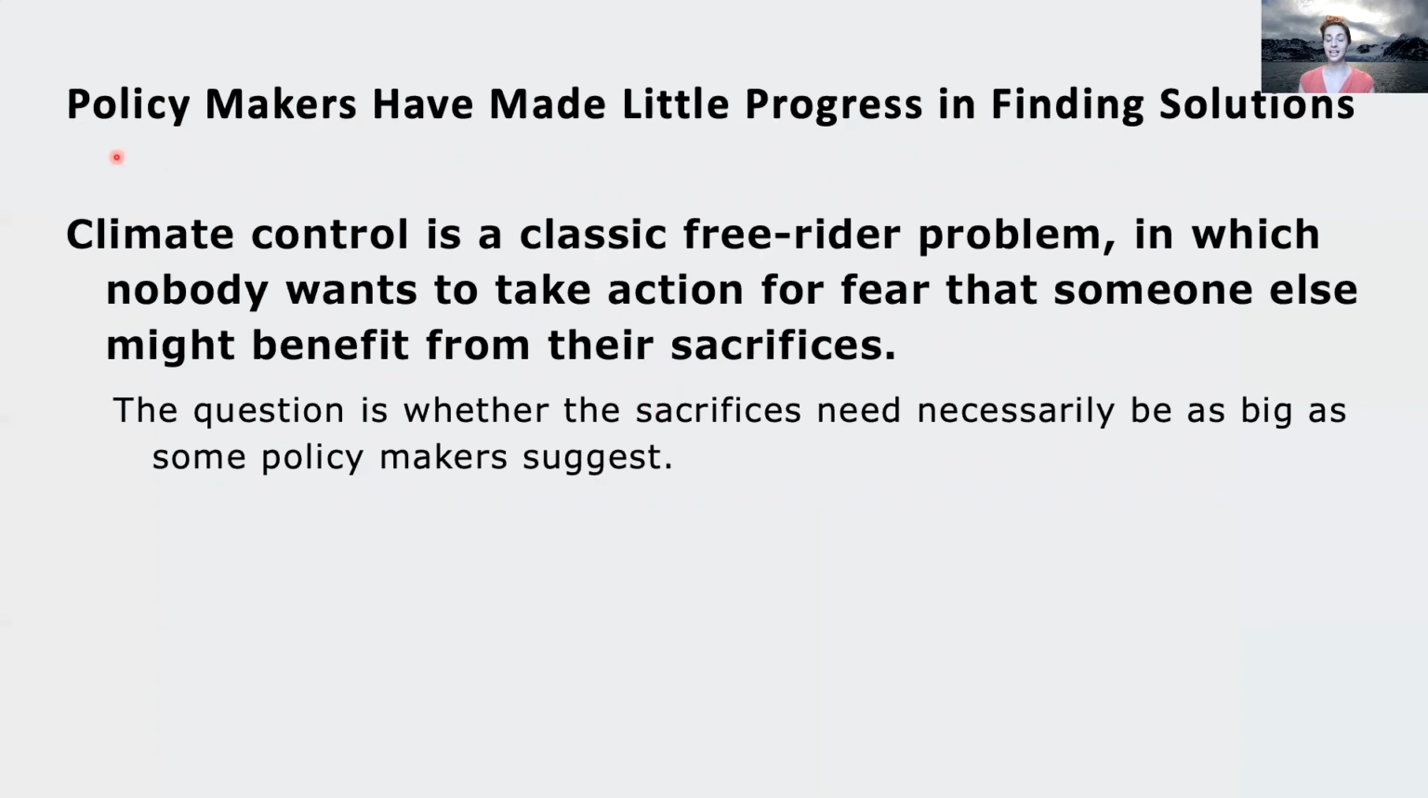So unfortunately, even though the science is extremely clear and climate scientists have been basically screaming from the rooftops their assessments, policymakers have made little progress in finding solutions. Climate control, unfortunately, is a classic free rider problem in which nobody wants to take action for fear that someone else might benefit from their sacrifice. The question is whether the sacrifices need necessarily be as big as some policymakers suggest.